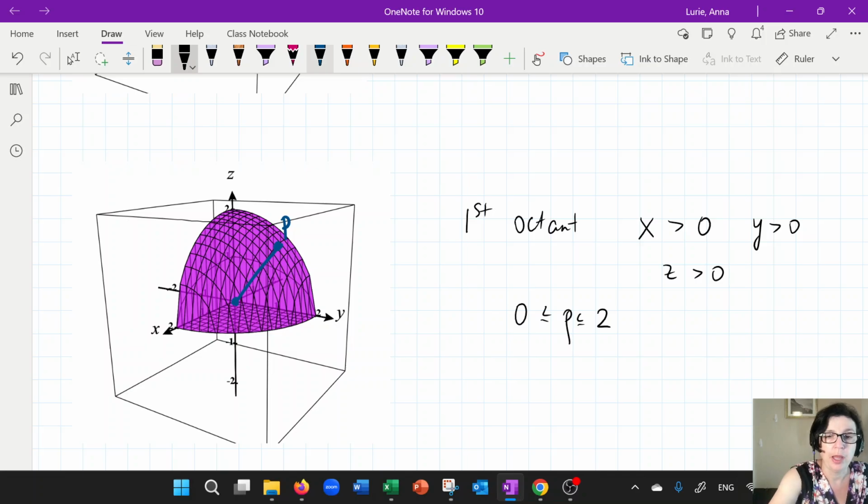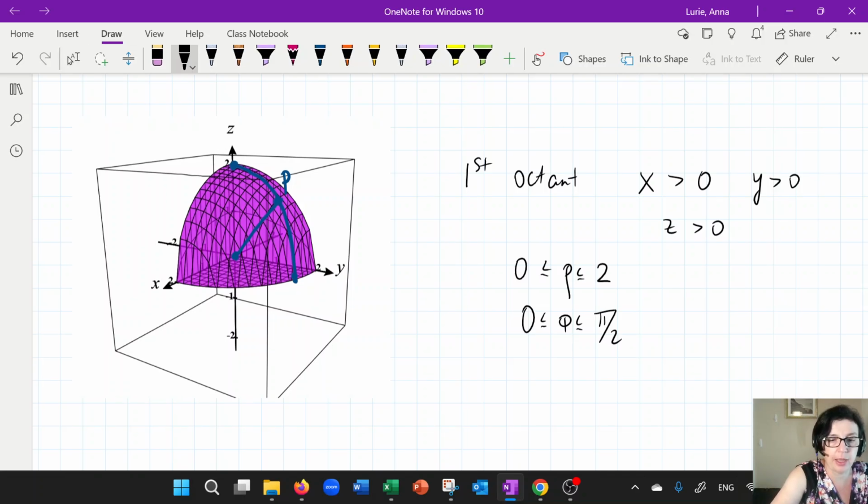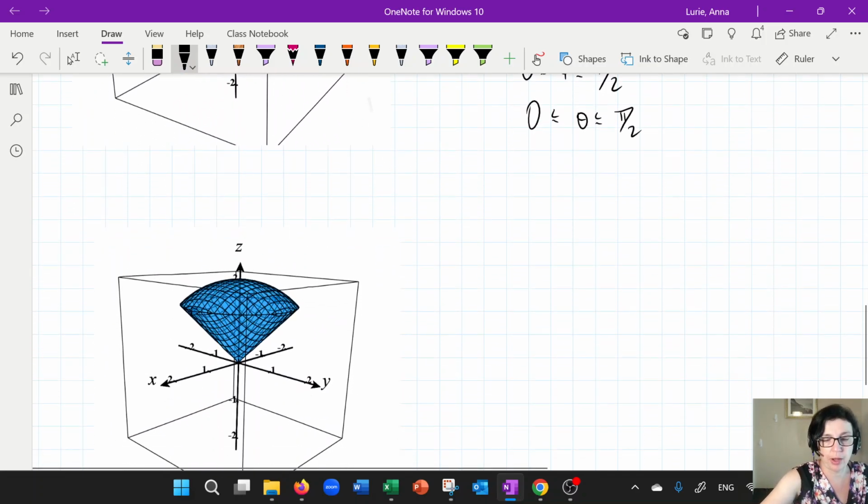Now, how about angle phi? So on the top over here, that's going to be 0, and then we go all the way down over here and stop. So phi is going to go from 0 to pi over 2. Finally, what about angle theta? Well, angle theta is the angle with the x-axis. That only is going to go from 0 to pi over 2, right? Because you don't go all the way around. So that's going to go from 0 to pi over 2. So that's setting up if it's just the first octant.